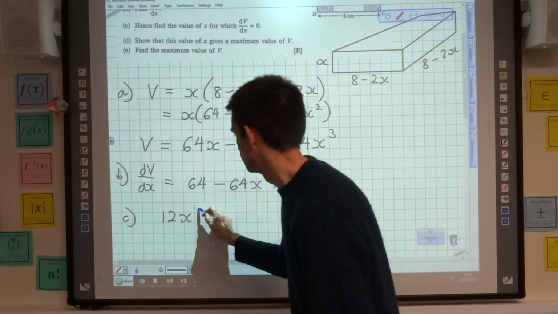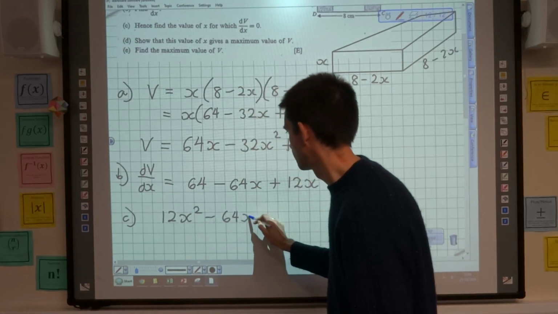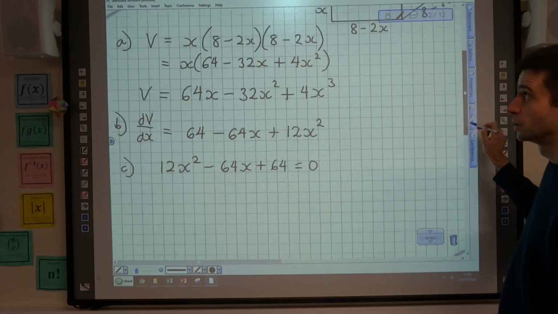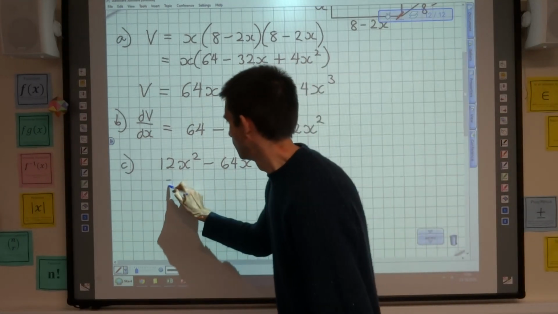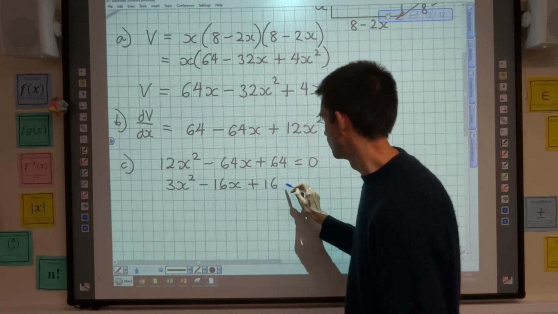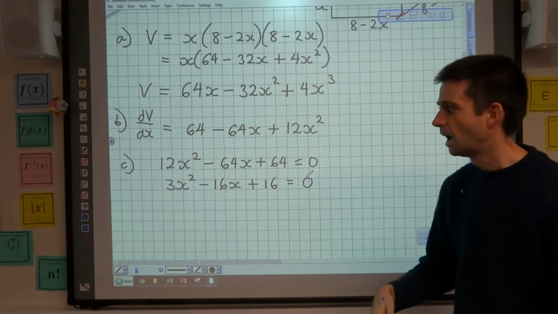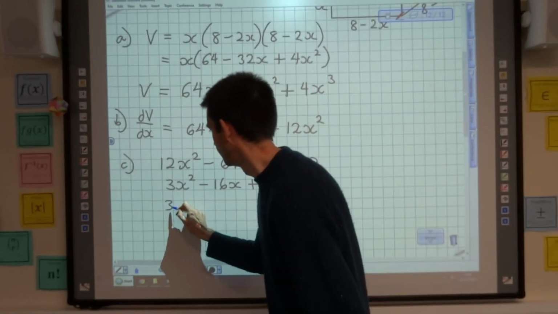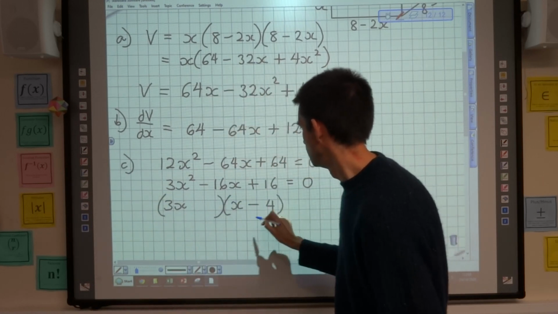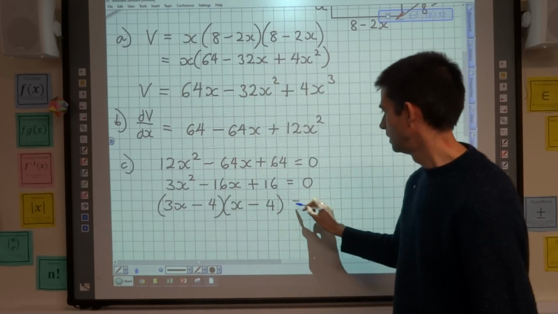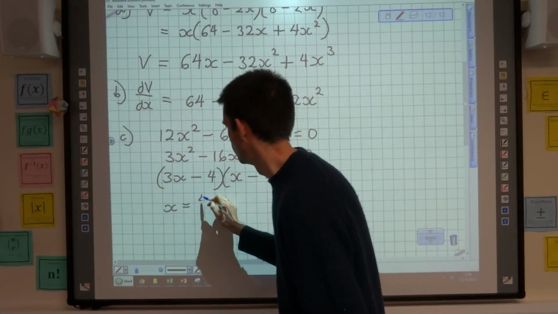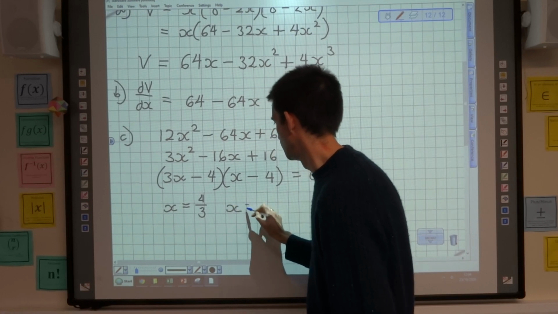So I'm just going to write it as 12x squared minus 64x plus 64 equals 0. And I need to solve this equation to find the value of x. Now there's a common factor of 4, so I'm going to divide through to get 3x squared minus 16x plus 16. I'm old school, I'm factorising it, I'm not going to crack the calculator out for this one. So 3x and x, negative 4 equals 0, which gives me the solutions x equals 4 over 3 and x equals 4.